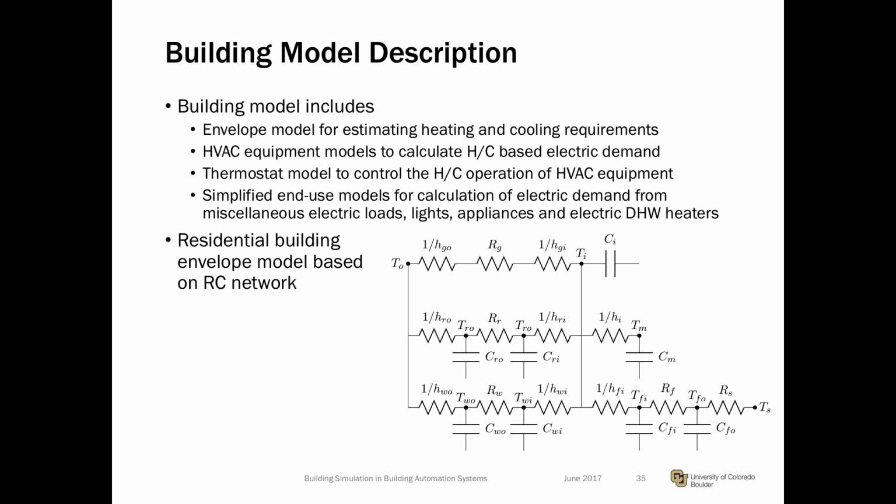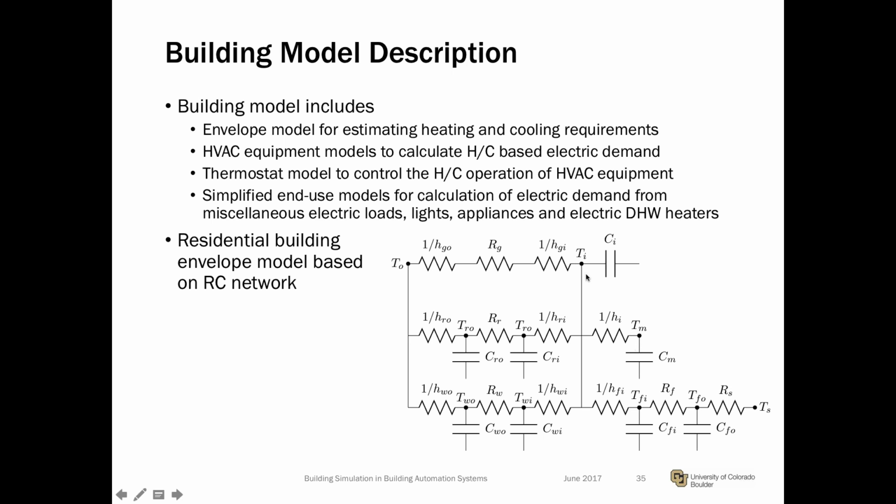This work was done by Chad Corbin. Chad tackled the problem by developing building models. They included an envelope model to estimate the heating and cooling requirements, modeled HVAC equipment, a thermostat, and some simplified end-use models for electric demand from plug loads and from electric domestic hot water heaters. The RC network for the envelope is shown here on the lower right-hand side.